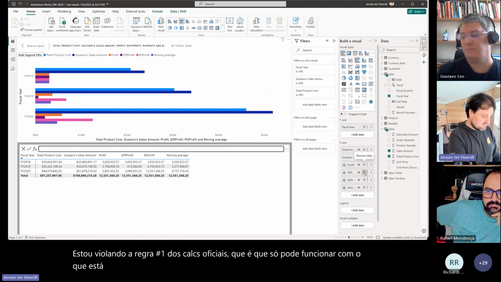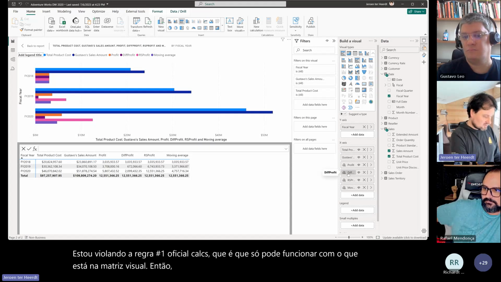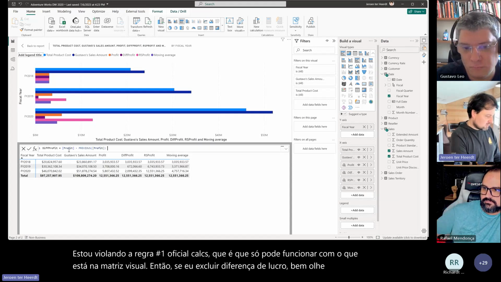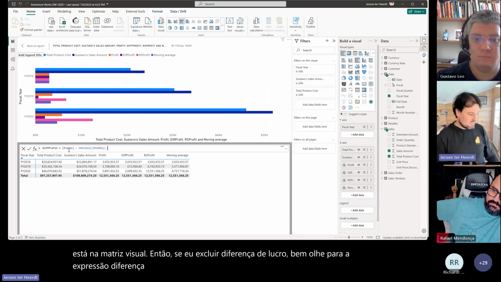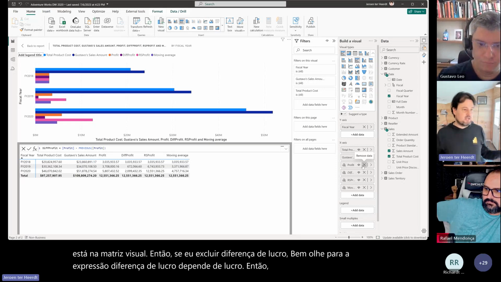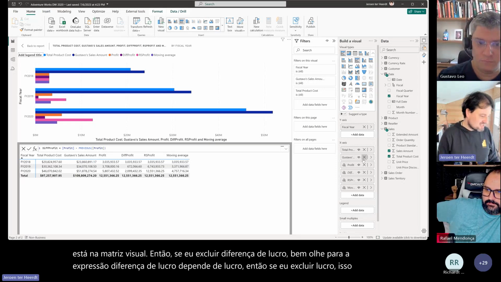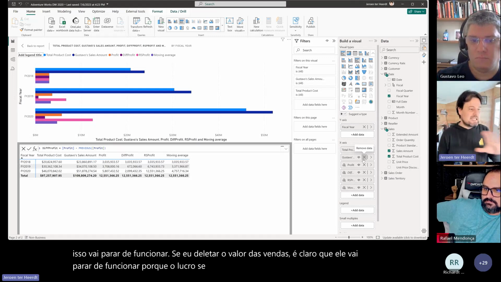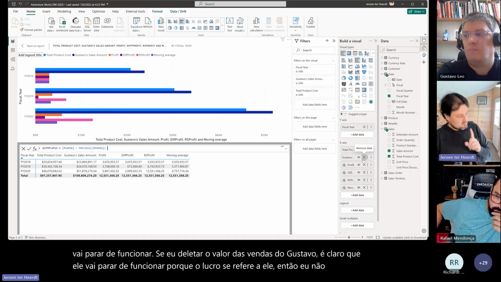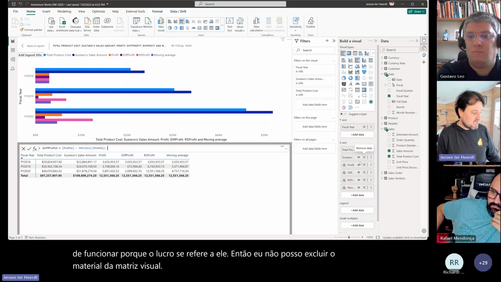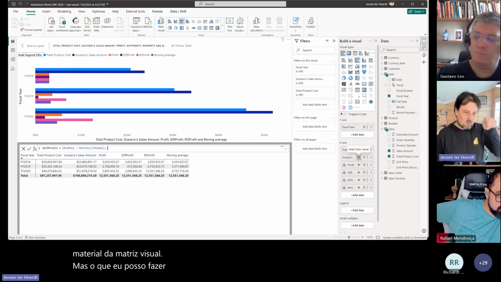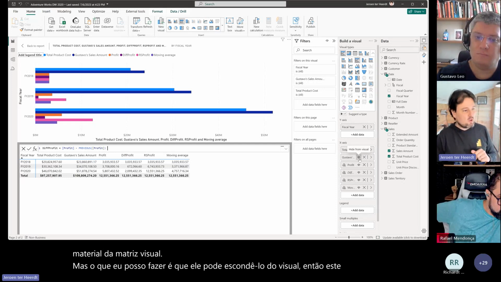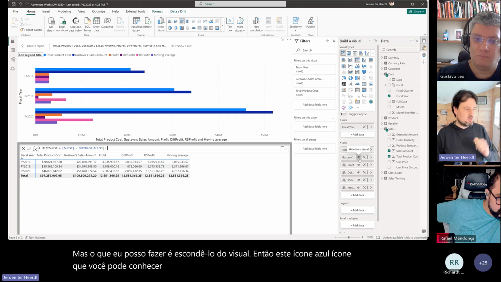So if I delete difference of profit, well, look at the expression. Difference of profit relies on profit. So if I delete profit, that will stop working. If I delete sales amount, of course it will stop working because profit refers to it. So I cannot delete the stuff from the visual matrix. But what I can do is I can hide it from the visual. So this little eye icon, you might know from the model view, we showed that here as well.